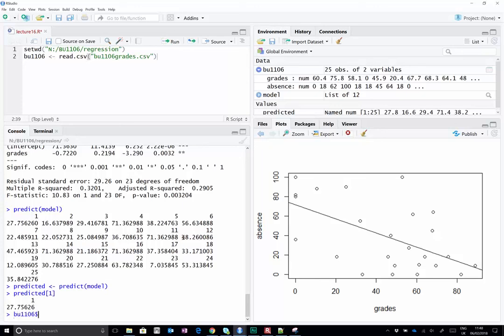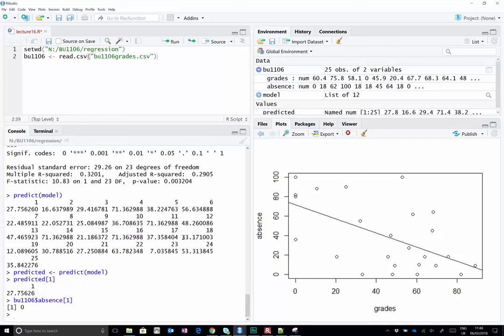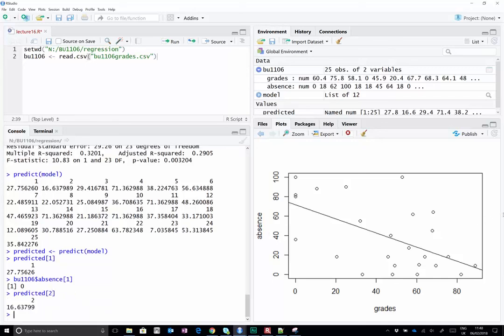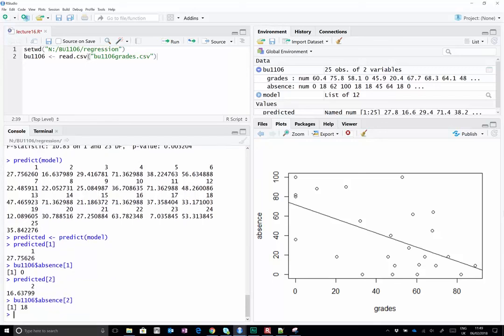Okay, so they didn't have any absence. Let's try another student. Let's try the second student. Absence was 18, but we predicted 16.63. So what we can basically do is we can draw lines.